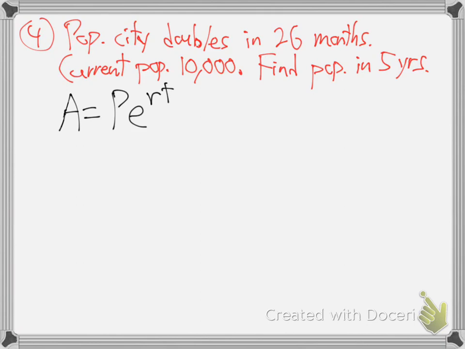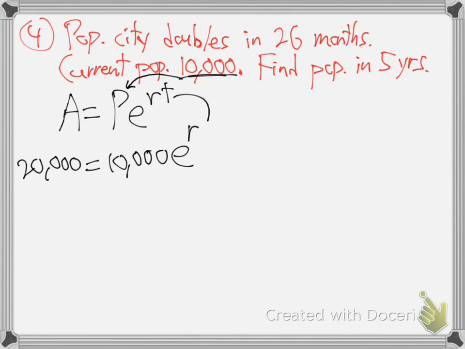Okay. So what are we going to do with the 10,000 first off? It's going to be in front. That's the current, the starting. Right now it's 10,000. The 10,000 is the now. And we want to find out, what is the A if we want it to double? 20,000. Is that good? And the T, 5 years.